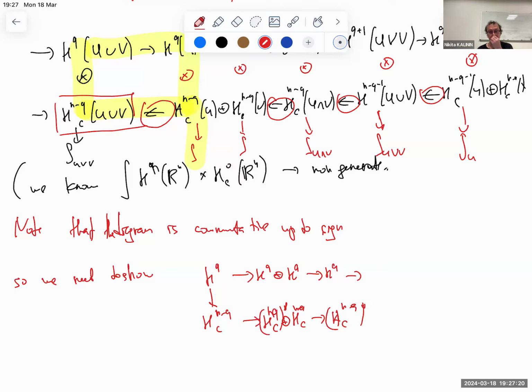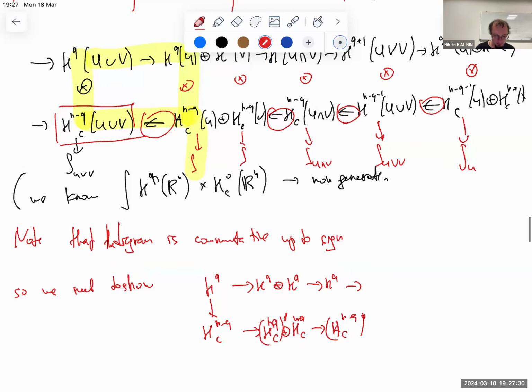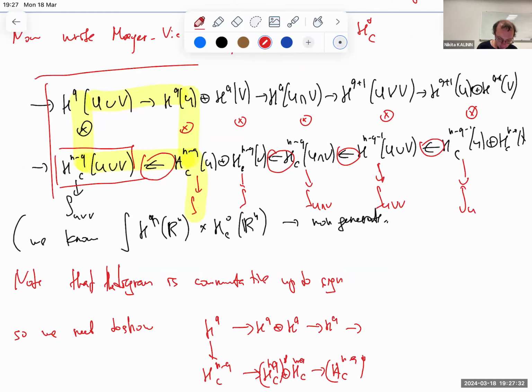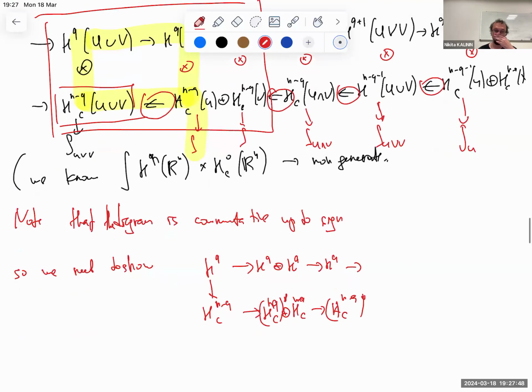Now, finally, what we have to prove is that it's all commutative and we have an isomorphism. So we need to just check each small square on top and see what's going on, because the map in the Mayer-Vietoris sequence is something well defined. We need to show that indeed it's all commutative. Okay, so how to do it? Let's see.